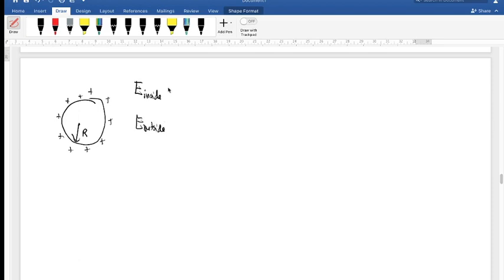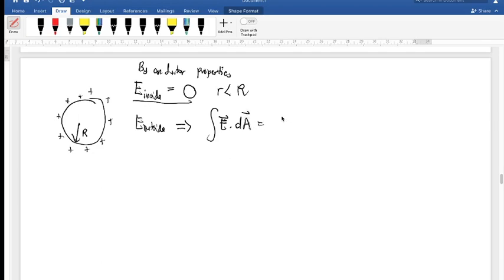So kung inside, just by using the property of the conductor, by conductor properties in electrostatic condition, what will happen is that the electric field inside is zero, that is for r less than R. Okay, so mao na iyahang condition sa property. So conductor man siya, so wala siya electric field sa sulod. How about for outside? So we just have to use the Gauss's law. The integral of E dot dA is equal to the enclosed charge divided by epsilon sub naught.